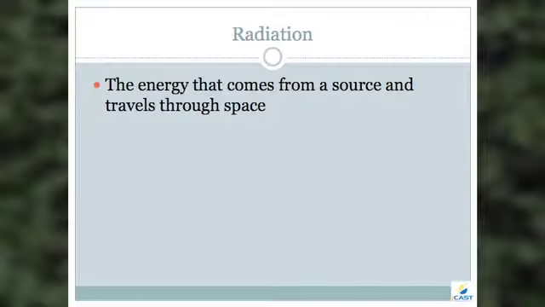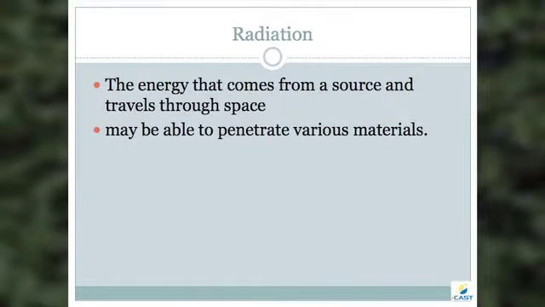The third way we transfer heat is through radiation. Again, heat goes in all directions. So radiation is heat traveling through space, because we don't need there to be air or fluid or a solid for the sun's radiance to warm us on the earth. Heat going in all directions, heat traveling through space. And that heat actually may be able to penetrate certain types of materials, like glass, for example.